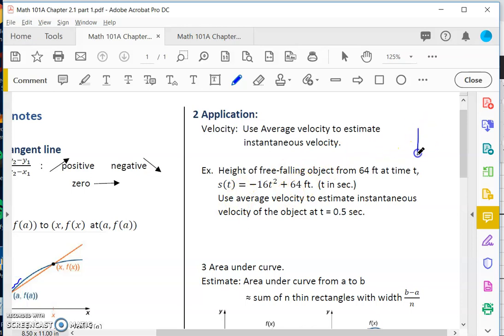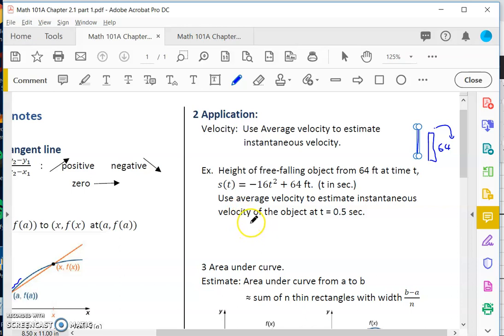So if you have an object that's free falling from a height of 64 feet, the height from the ground can be modeled by negative 16t squared plus 64 in feet, and t is in seconds. So we want to estimate the instantaneous velocity at 0.5 second after the object falls for half a second. What is the instantaneous velocity? So again, we would use the analogy with the tangent line.